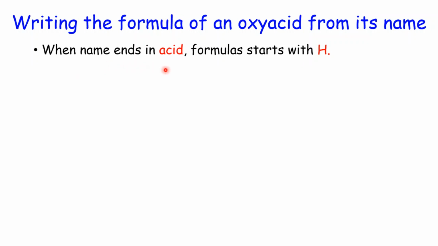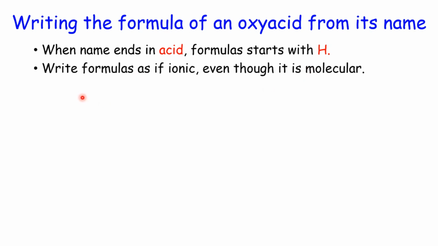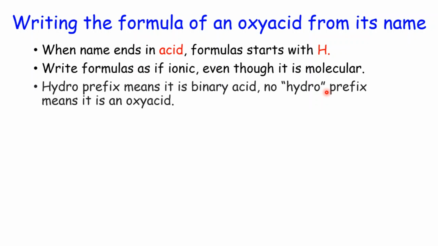Okay, when a name ends in acid, the formula should always start with H. Write formulas as if ionic, even though, of course, acids are molecular, so they are not ionic compounds. Hydro prefix means it's a binary acid. No hydro prefix means it is an oxyacid. Okay, just two types of acid.